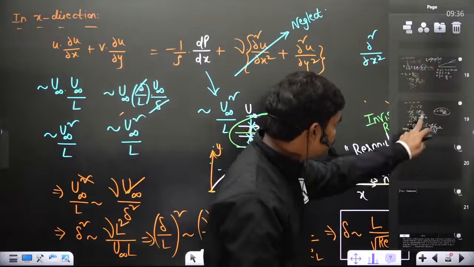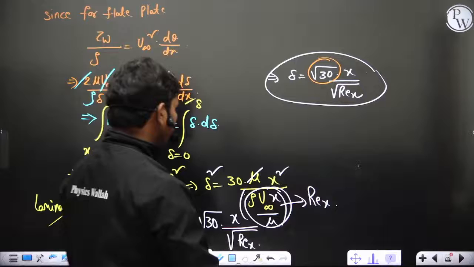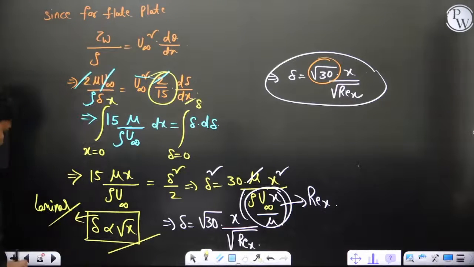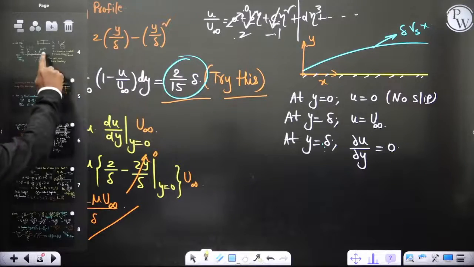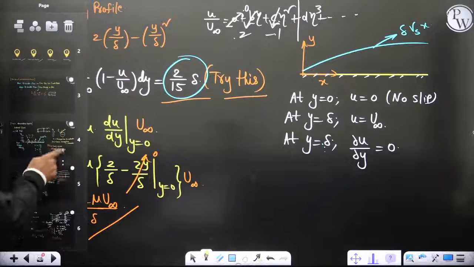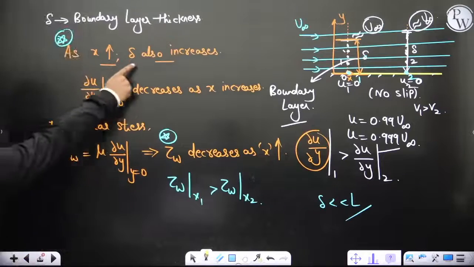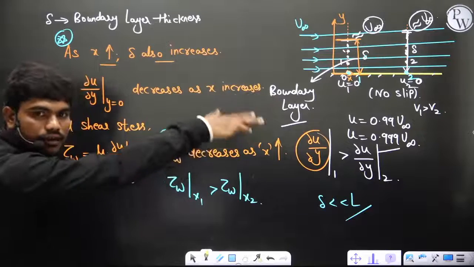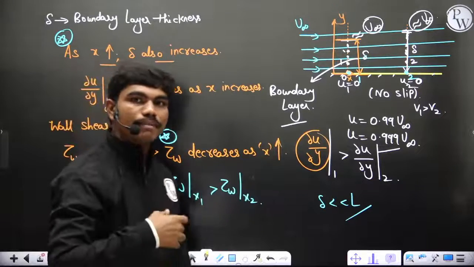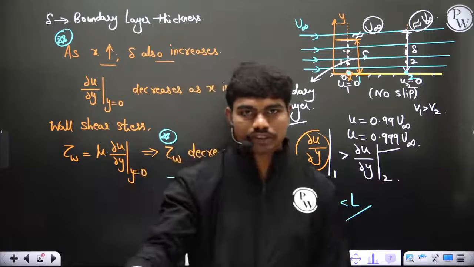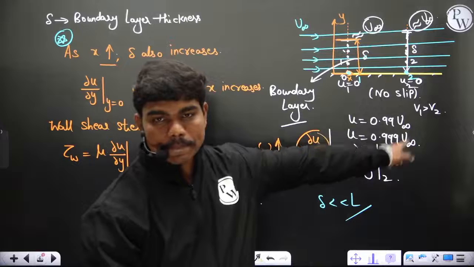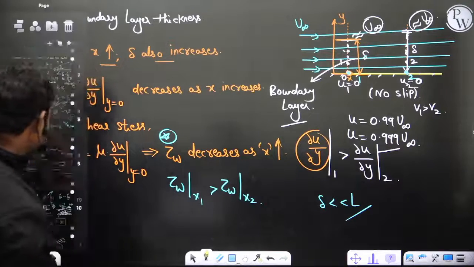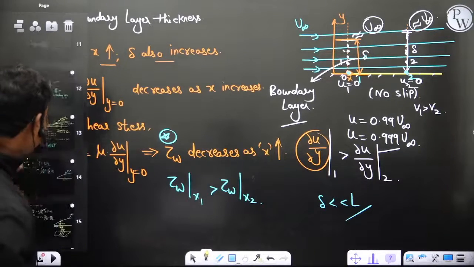Now, one important point: we found out delta is proportional to root x, which means as x increases, delta also increases, which we understood from the physics point of view. In the beginning itself, I made you understand that as x increases, delta also increases. But at that physical level, we don't know the mathematical variation. After working through some equations, we found delta is a function of square root of x.